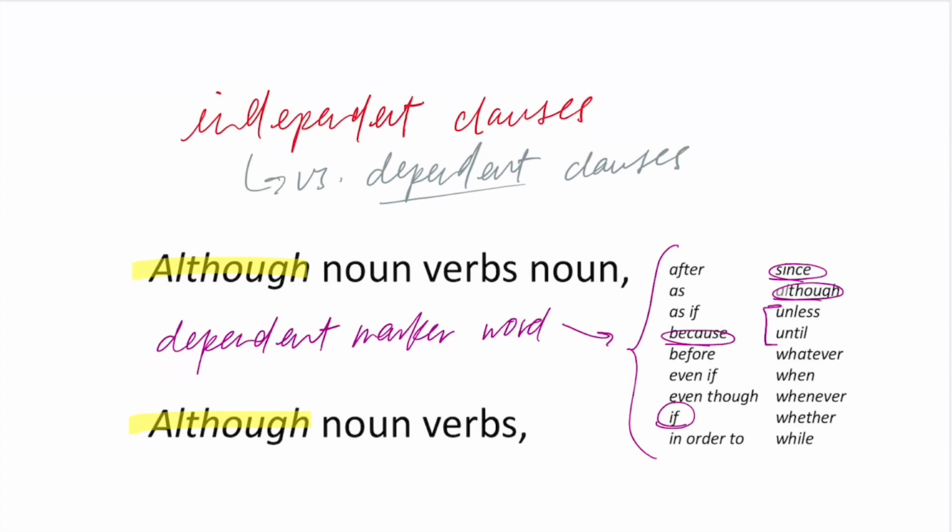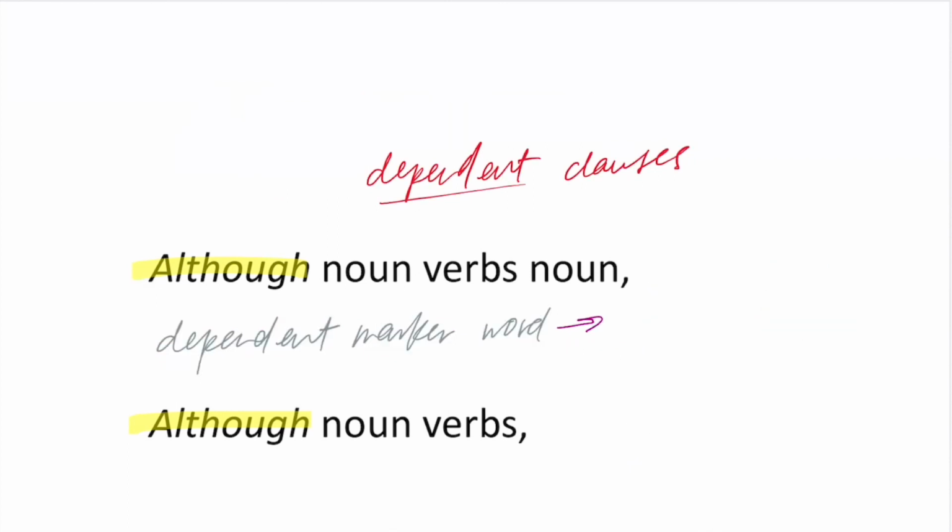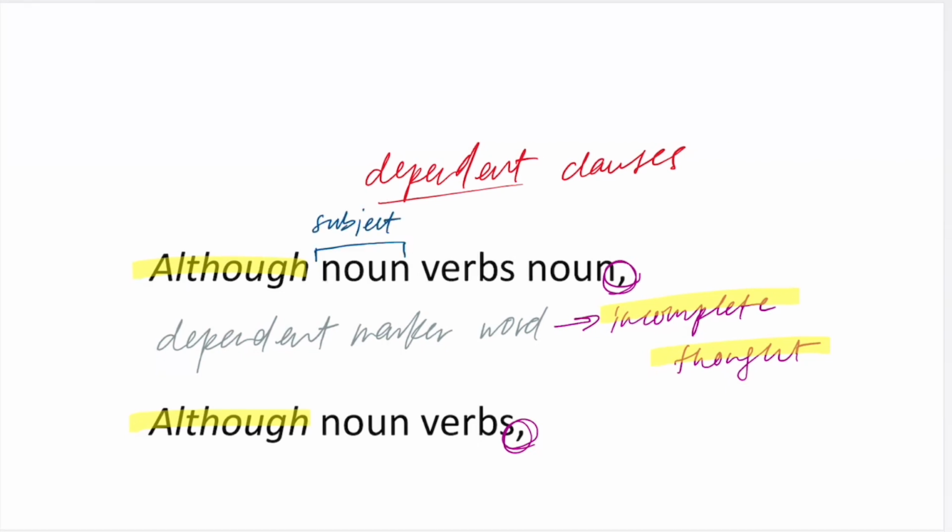If you swap out if, which is of course another dependent marker word, for the one that we've used, which is although, the two chunks still sound like they're not complete. If noun verbs noun, if noun verbs. In both of these instances, we expect something else to happen, but nothing ever does. They're both incomplete thoughts. This is why they end in commas, not in periods. We'll go over in a later lesson how and when to use commas when pairing dependent and independent clauses. What's important to note right now, though, is that both of these incomplete thoughts contain subjects and predicates.